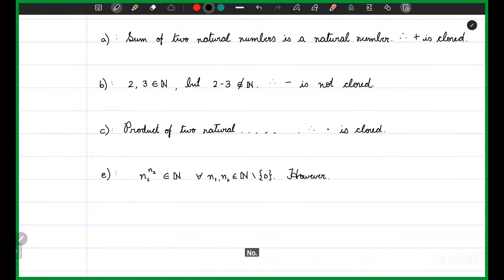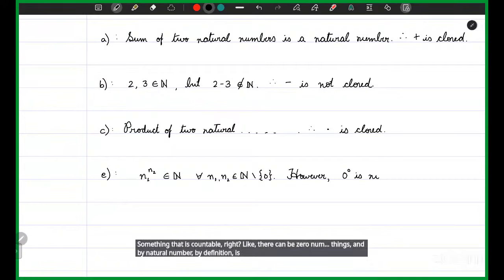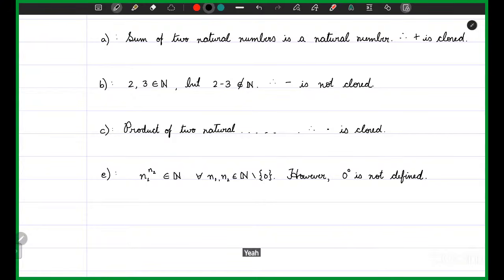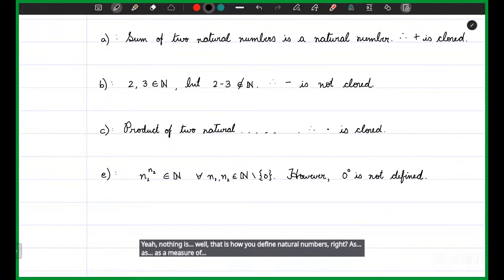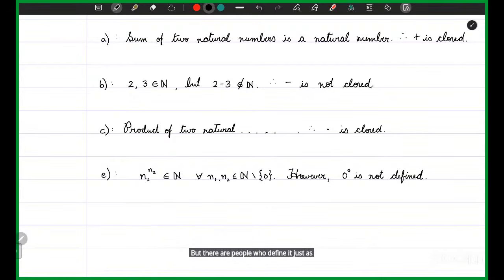No, even before computers, this was a topic of definition. Zero is something that is countable. There can be zero things, and a natural number by definition is something that you can count, a measure of counting. But there are people who define it just as 1 and so on.